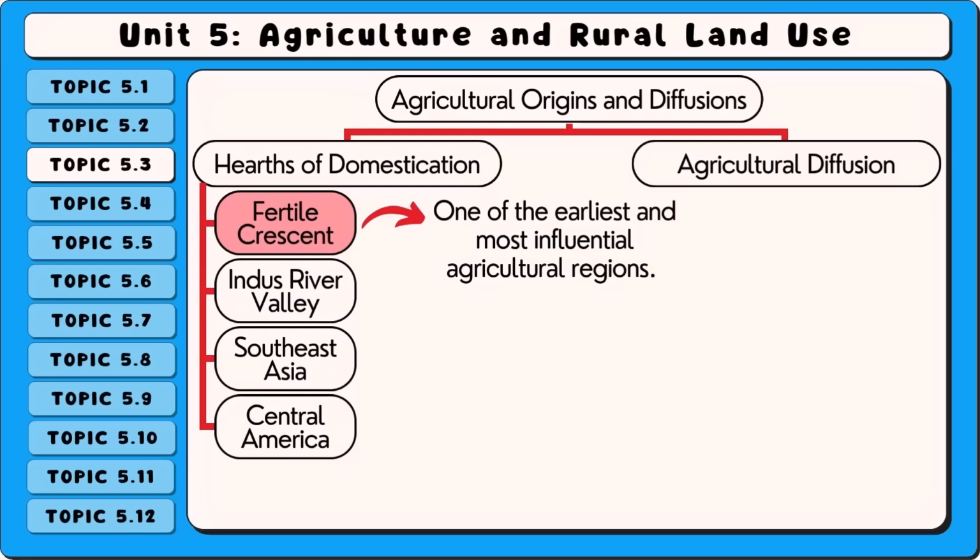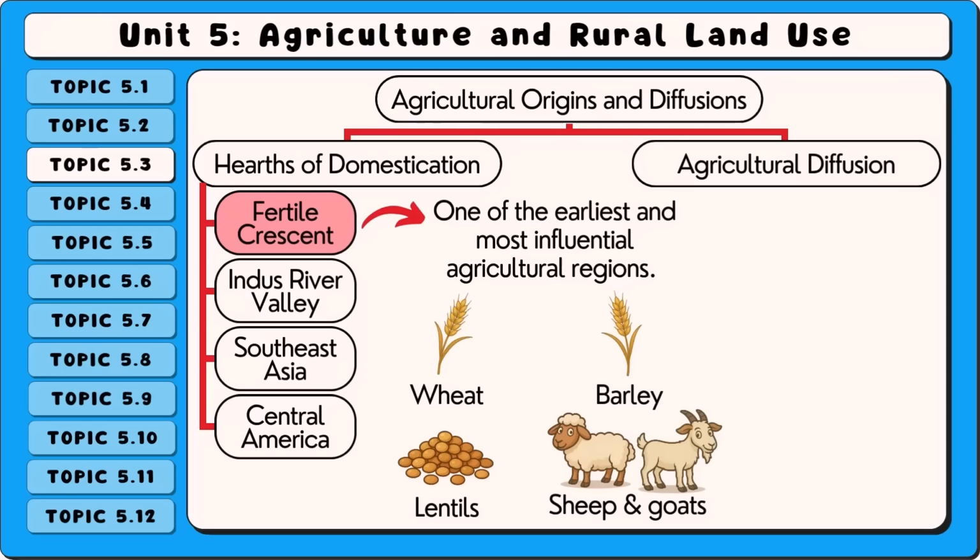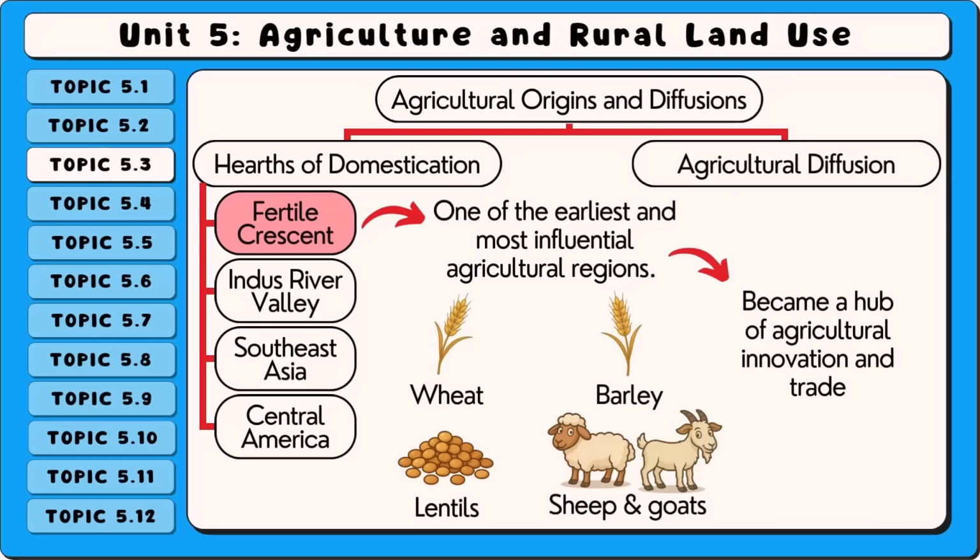It is considered one of the earliest and most influential agricultural regions. Farmers in this area domesticated wheat, barley, lentils, and animals such as sheep and goats. Because of its location and resources, the Fertile Crescent became a hub of agricultural innovation and trade.